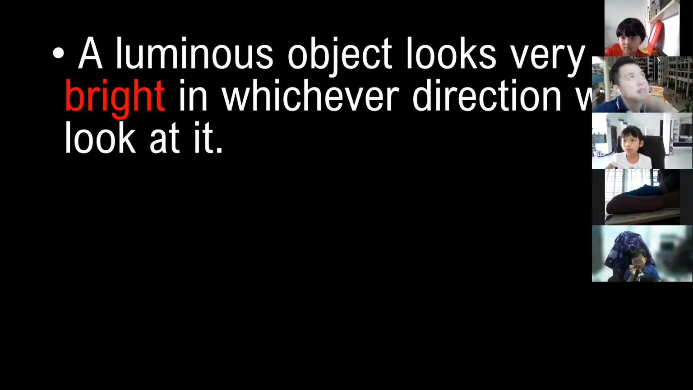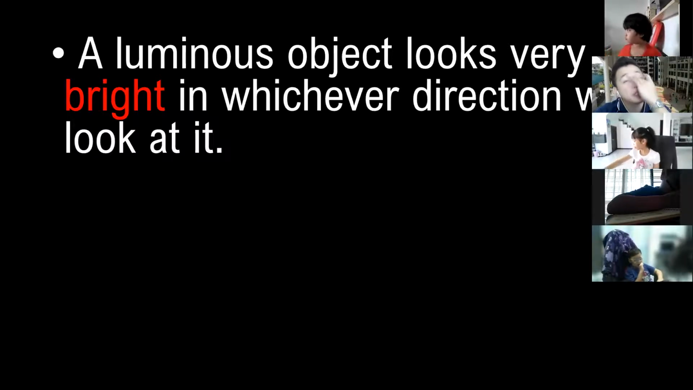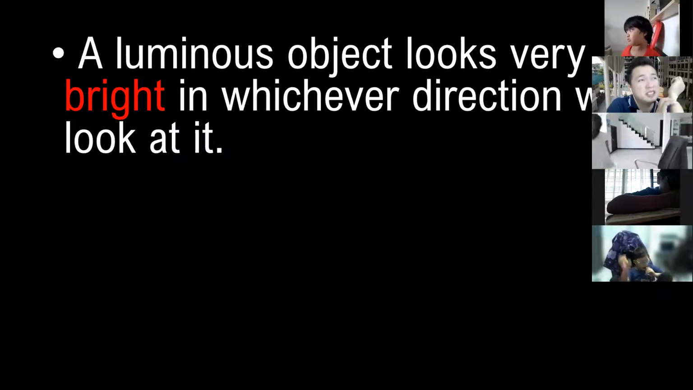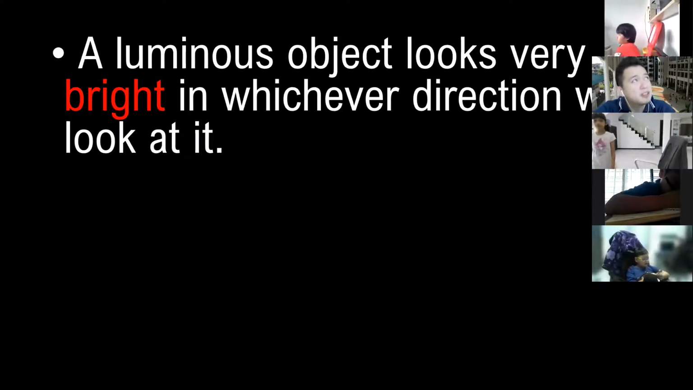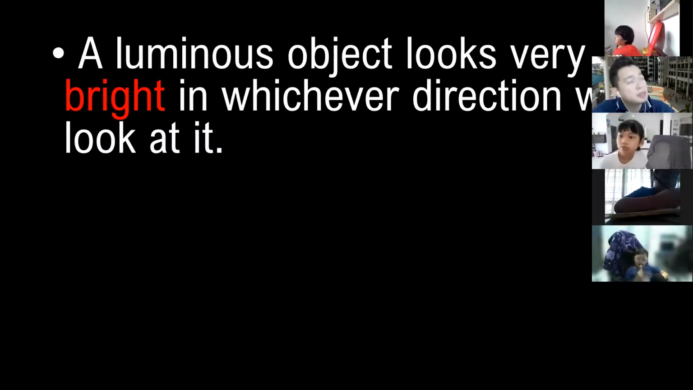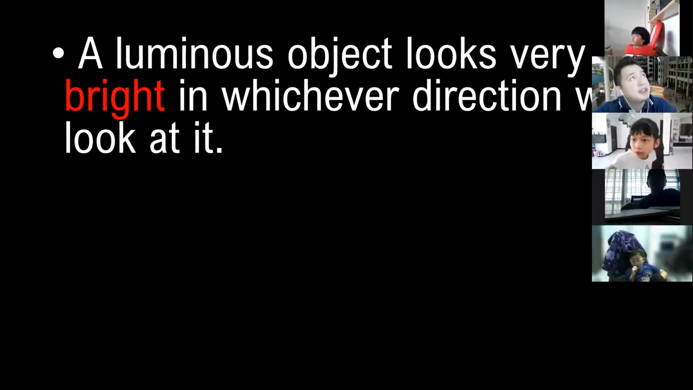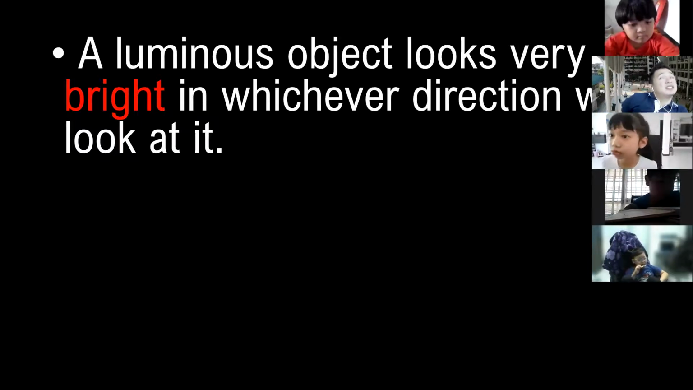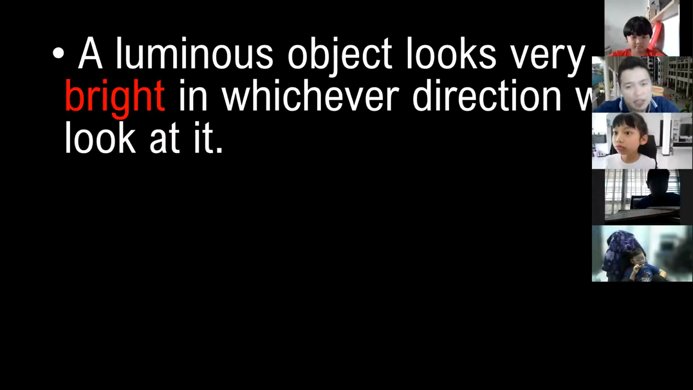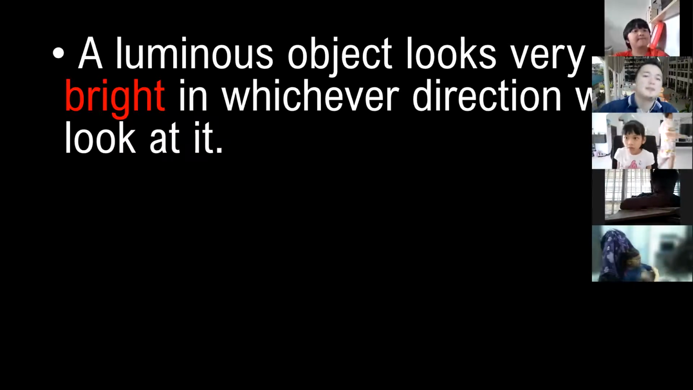For example, if we look at the sun directly, you cannot look at it even for a few seconds, because the light is so bright. The same with the lamps here, the fluorescent. I can look directly at the fluorescent because the fluorescent is not that bright as the sun.